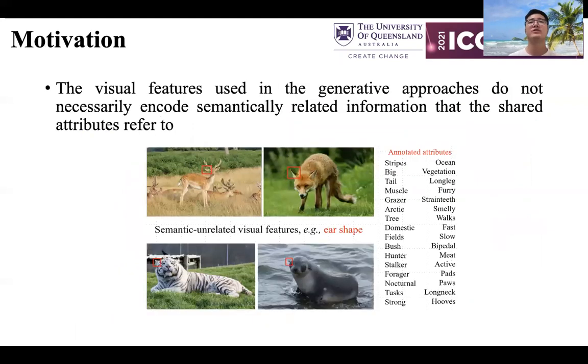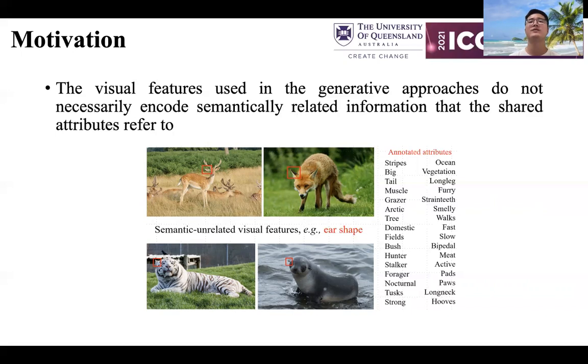Most existing approaches directly leverage the visual features extracted from pre-trained deep models, which are not tailored for zero-shot learning tasks. From this figure, we can see that not all the dimensions of the extracted visual features are semantically related to the predefined attributes, which triggers the bias on learning semantic visual alignment and causes negative transfer to unseen classes.